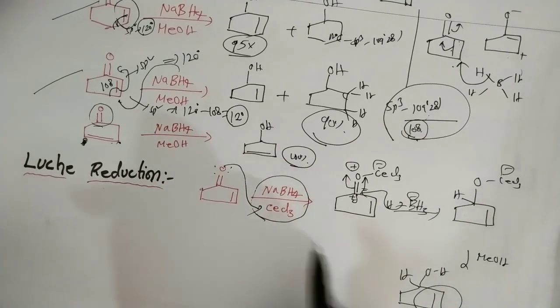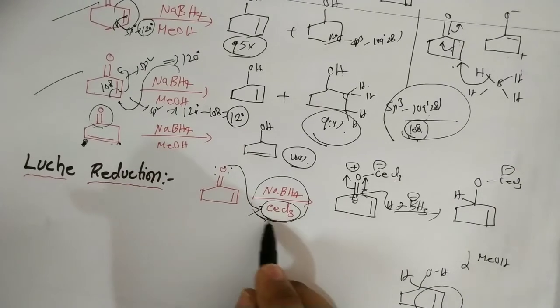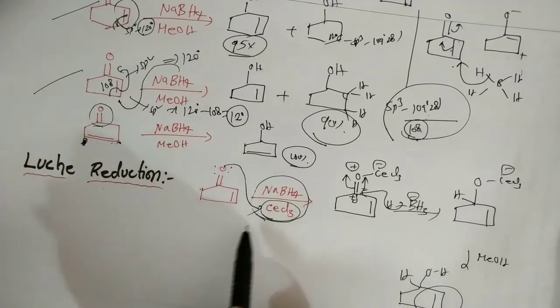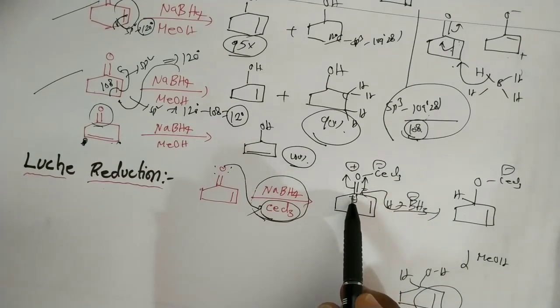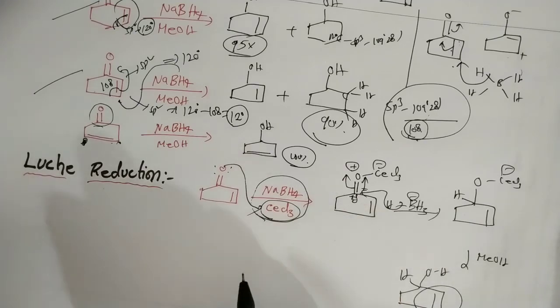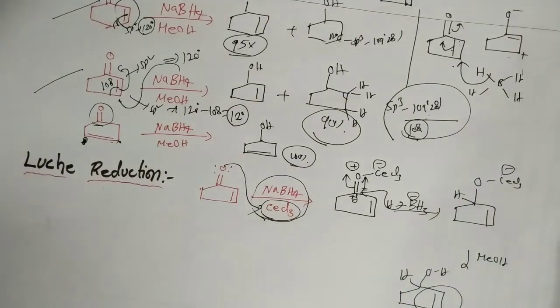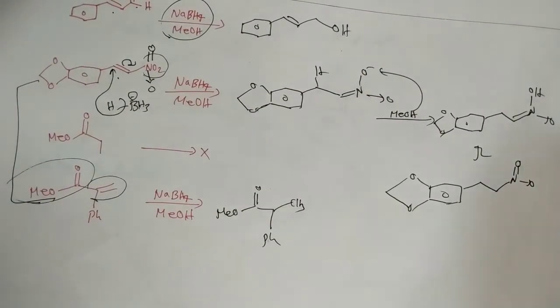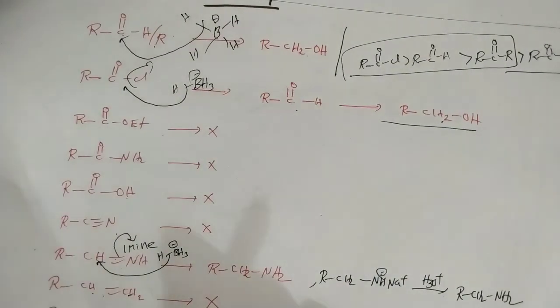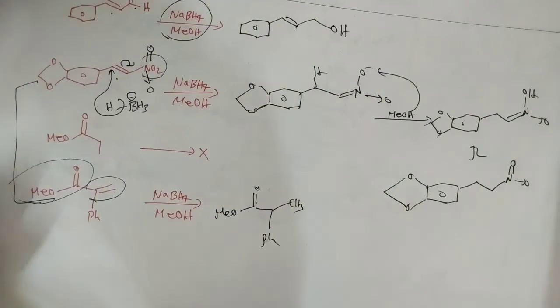So the double bond remains unaffected while using cerium chloride, or any Lewis acid, which forms a complex with this one, so that increases the positive charge on this carbon, so it is readily attacked by the H minus, not through the conjugate addition reaction. So that's why in this case the double bond remains unaffected. This is the Luche reduction reaction. Okay, so these are the reactions of sodium borohydride, and these are some exceptions. Very important reactions these are.